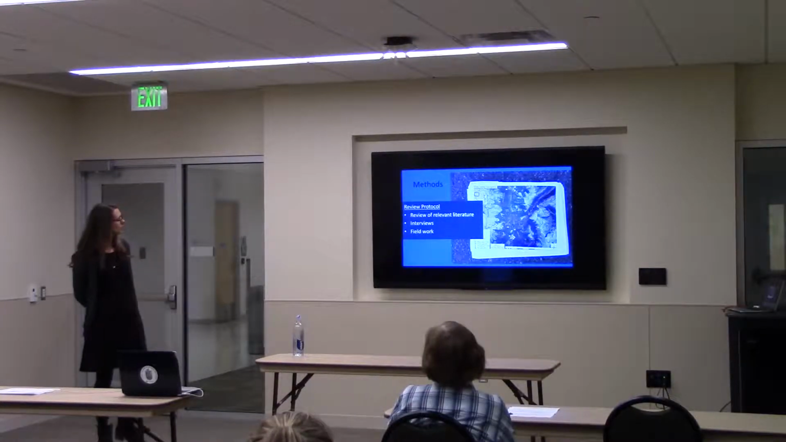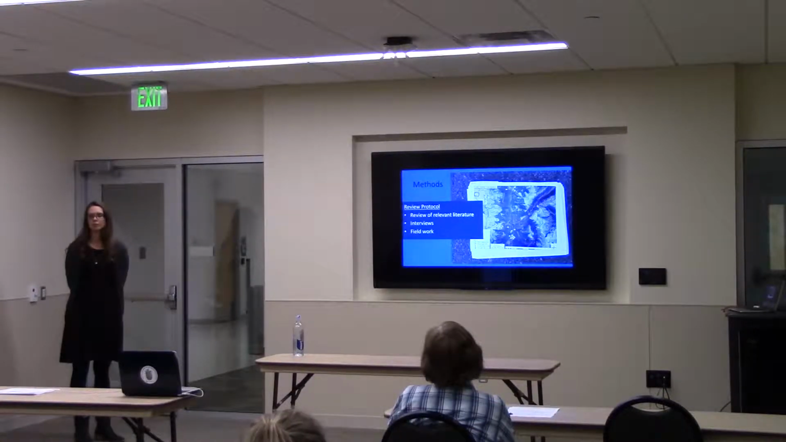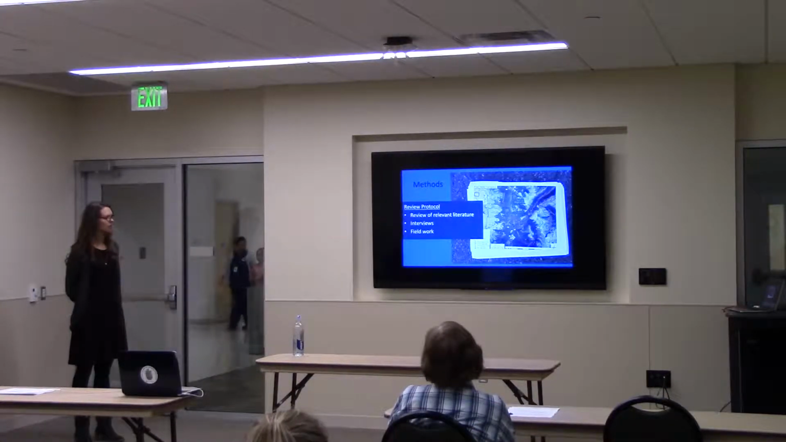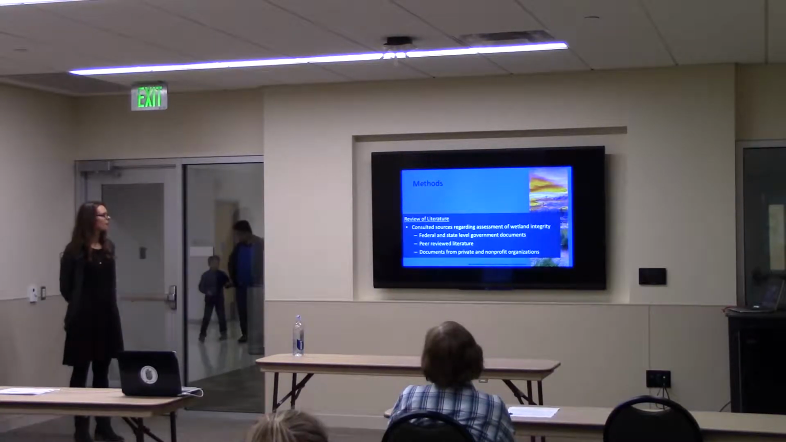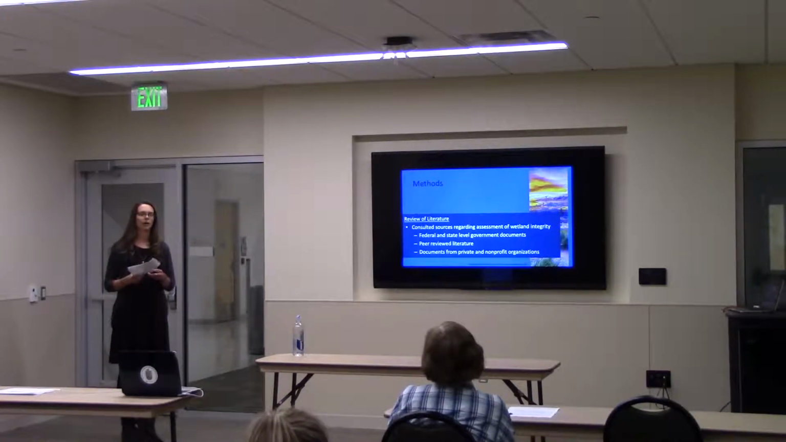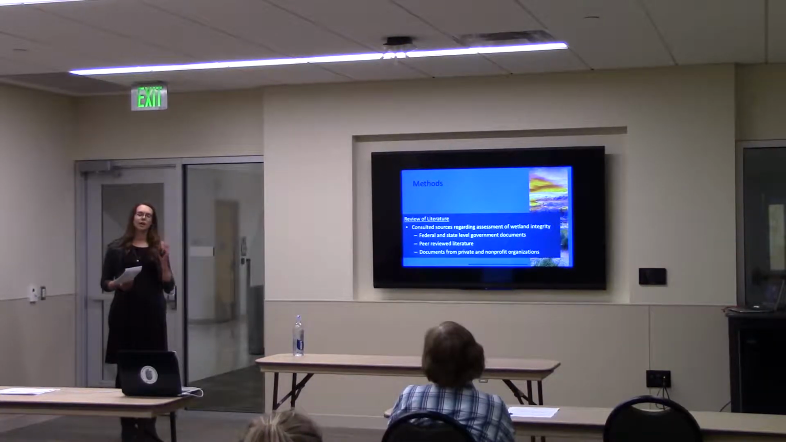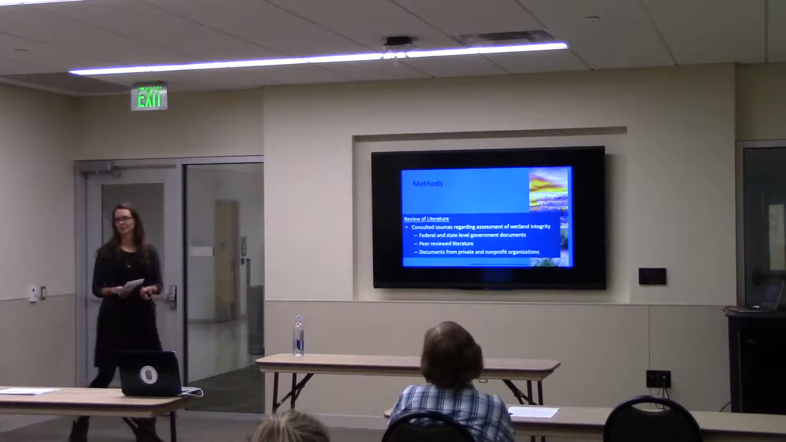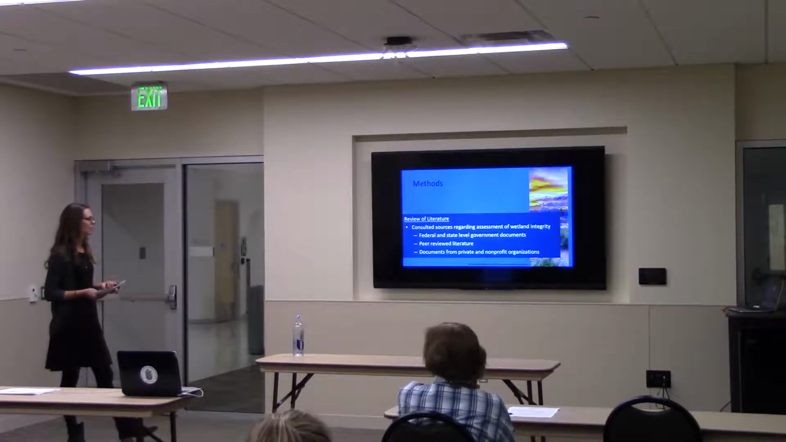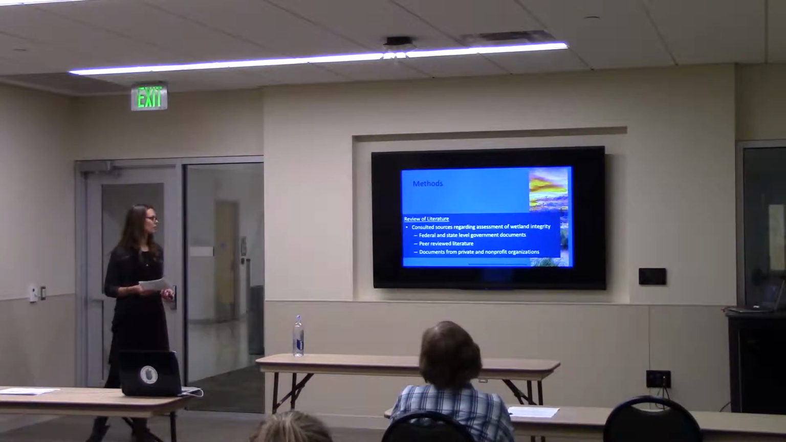So just to go through my methods, basically in my review, I reviewed a bunch of relevant literature, I conducted some interviews, and I also did a little bit of field work. For my review of literature, I did this really broad scale assessment of literature in various categories: federal and state level government documents, peer-reviewed literature, documents from private and nonprofit organizations, anything that would come up on the topic of wetland assessment, integrity assessment in that category. I looked at over 100 documents and compiled the information that I found.